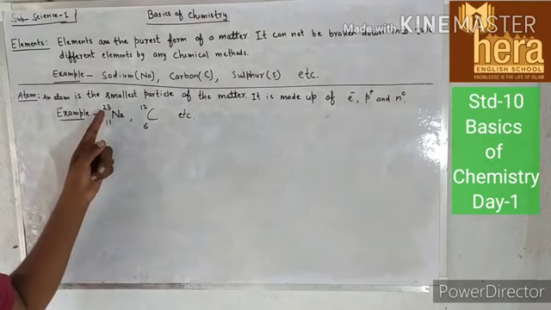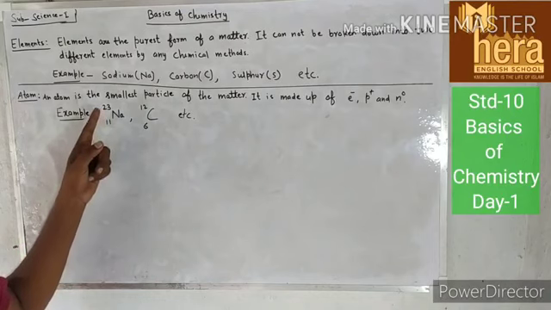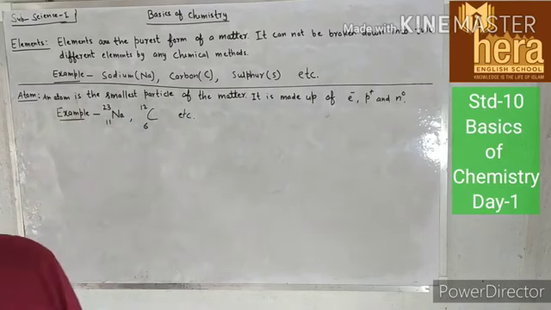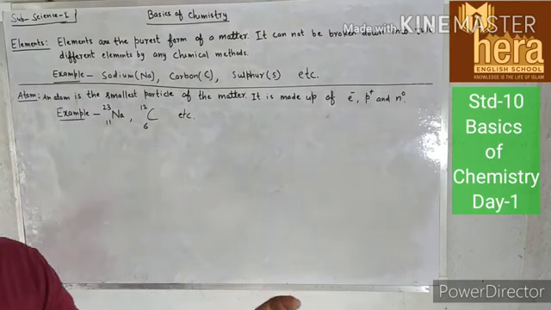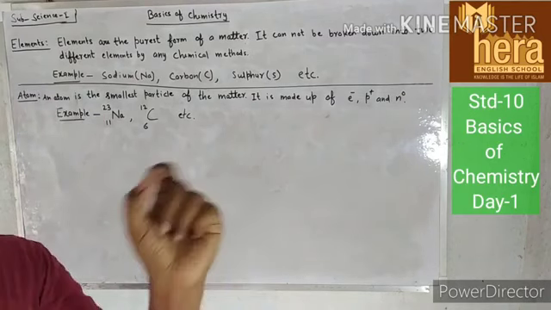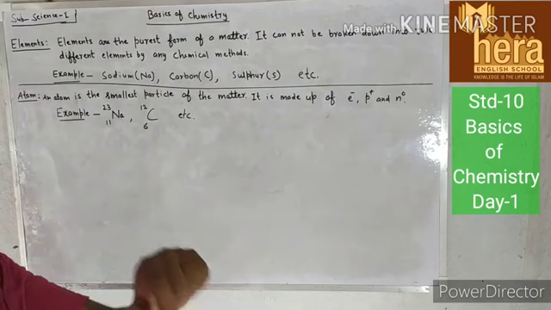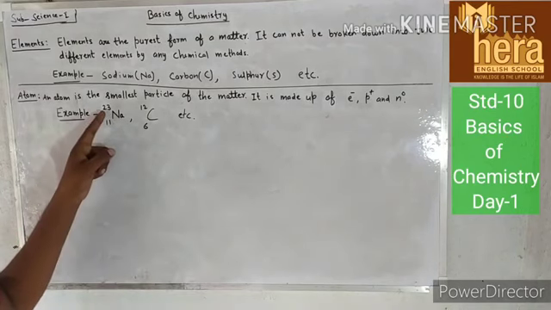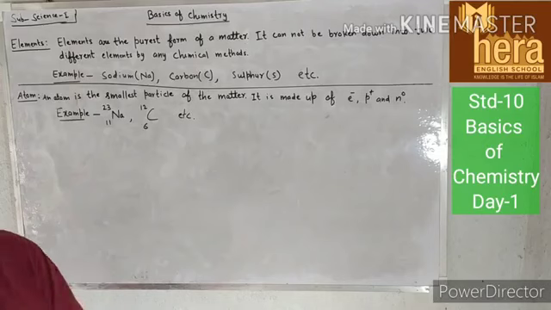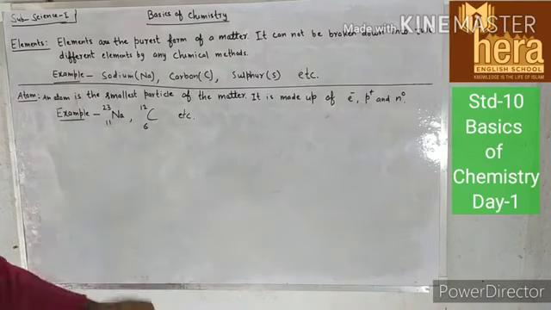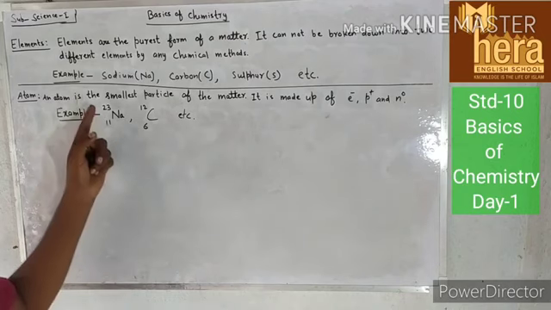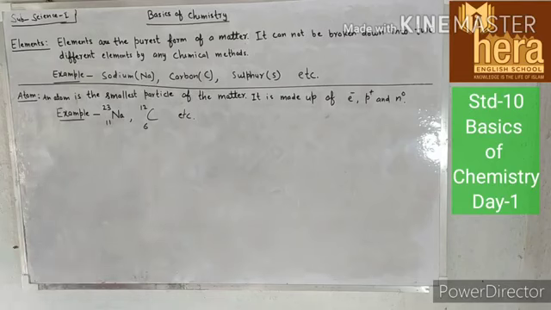This is atomic mass number. Understood? Atomic mass number means what? The sum of number of protons plus number of neutrons will give atomic mass number. It means if you add number of protons and number of neutrons, then what you will get? You will get atomic mass number. Understood?